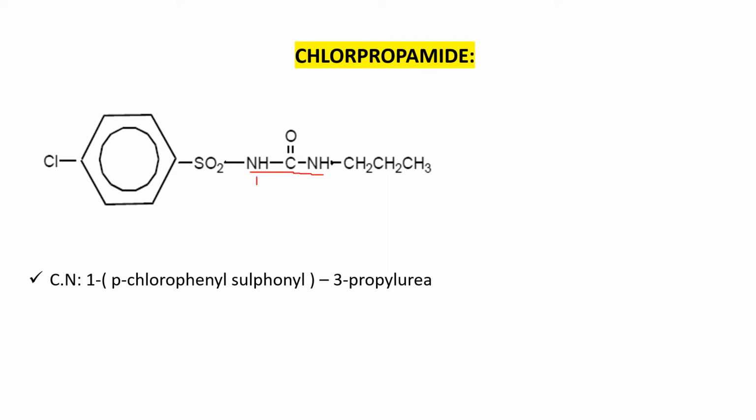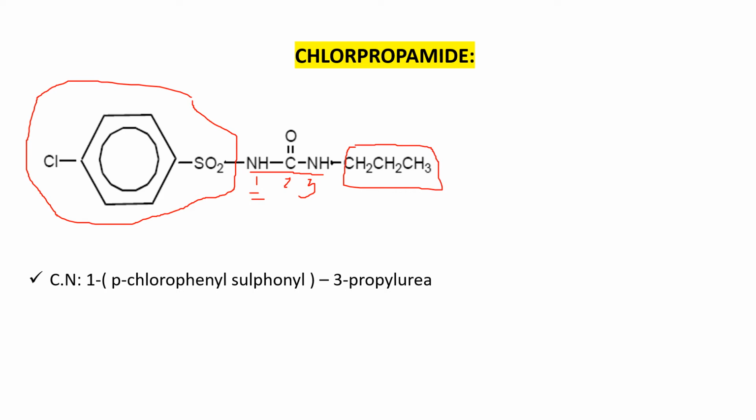I am going to give the numbering 1, 2, and this is 3. Now identify the substituent group. This is the substituent group which is present at the first position, and this is the substituent group which is present at the third position. What is the name of this substituent group? This is the structure of your propyl. See, 1, 2, and 3 carbon atoms. Therefore, this is the structure of your propyl.